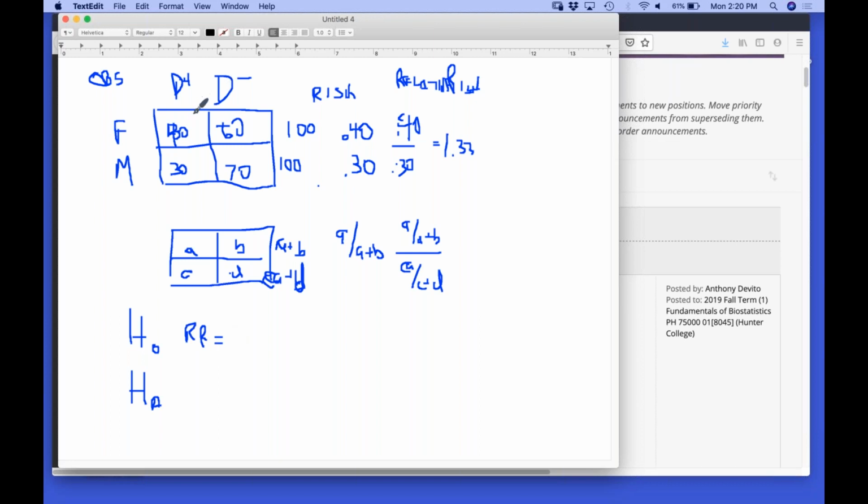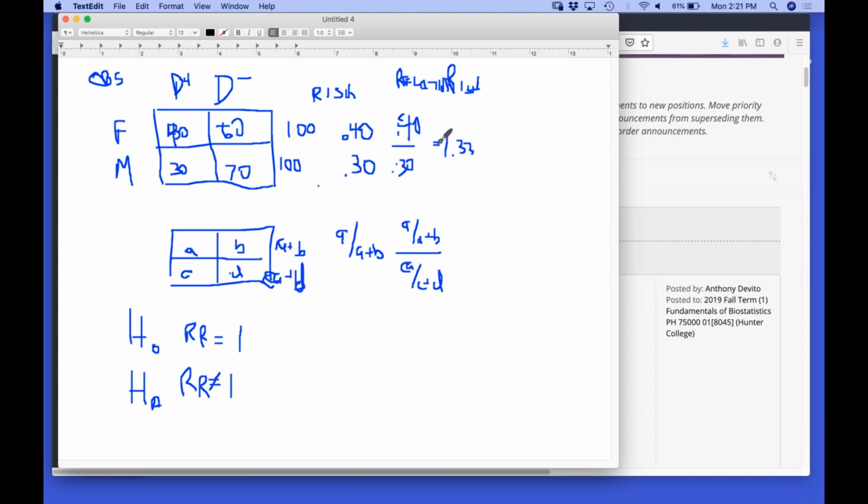What would it be equal to if this is 35 out of 100 and 35 out of 100? That'd be 0.35 and 0.35. If there's no difference, the risk ratio is 1. The risk for females divided by the risk for males is going to be the same, and anything divided by itself is 1. So the null hypothesis is that the risk ratio is equal to 1. And what's our alternative hypothesis? That the risk ratio is not equal to 1.